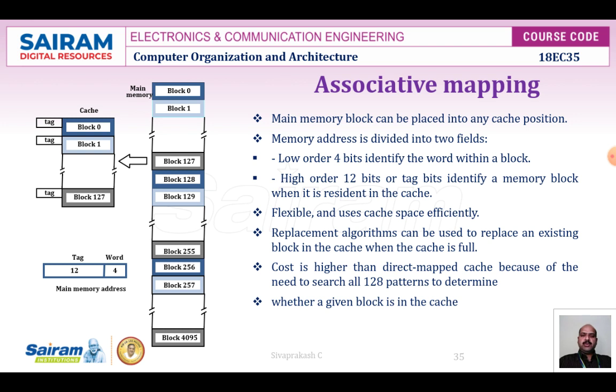Next, we are going to see about associative mapping. In this type of mapping, the associative memory is used to store the content and addresses of the memory word.